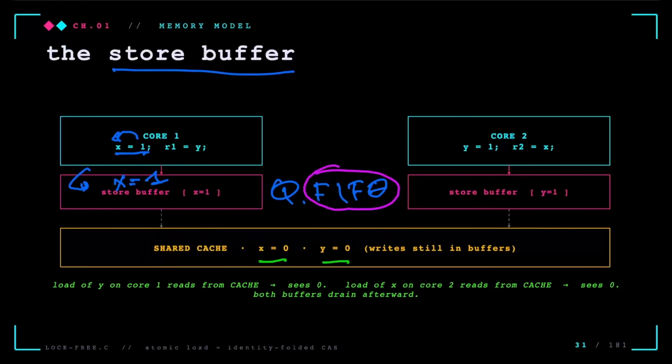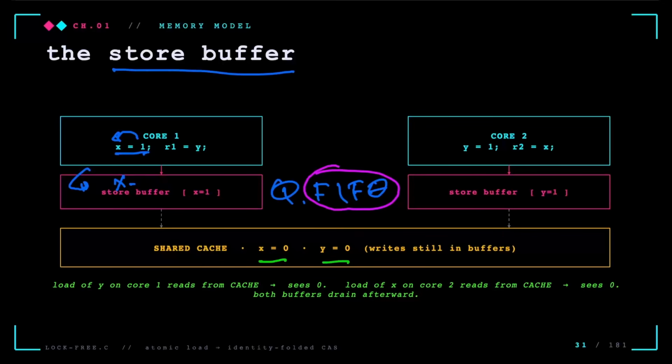So what we know, or what we should know, is that the core will emit store instructions into the buffer and then move to the next, because it really wants to go fast. It doesn't want to wait for things it doesn't need to wait for. And yeah, same thing also for core number 2.